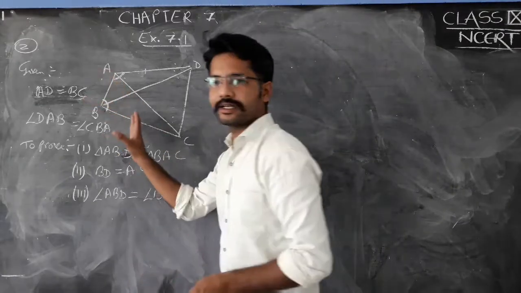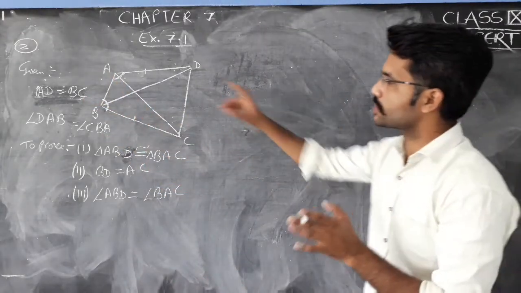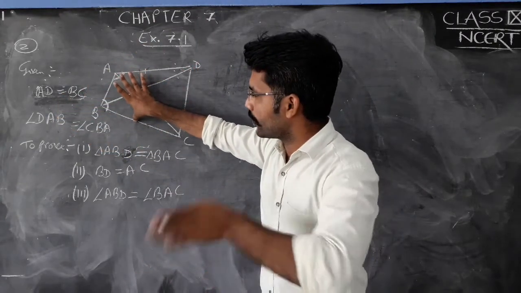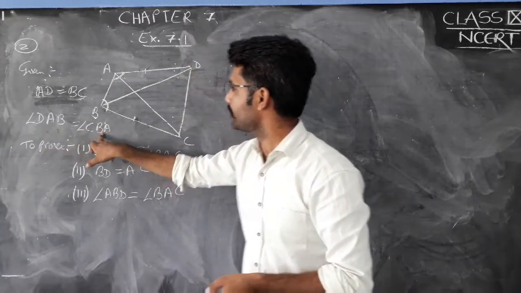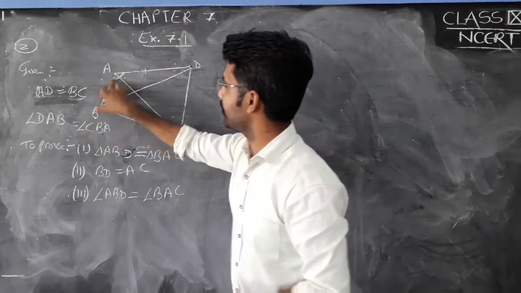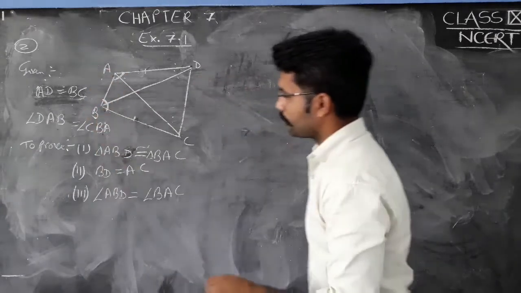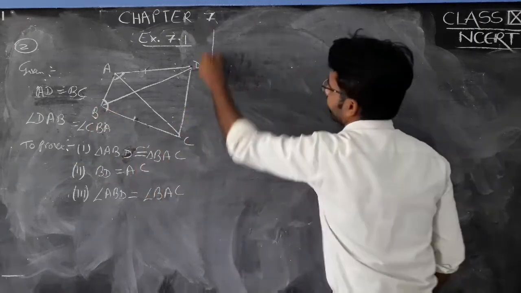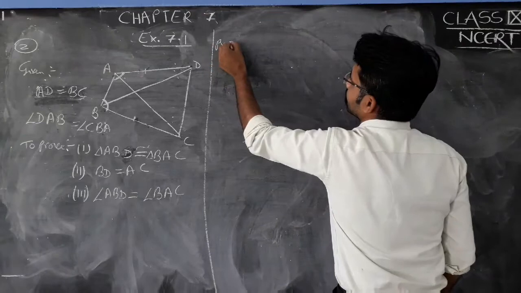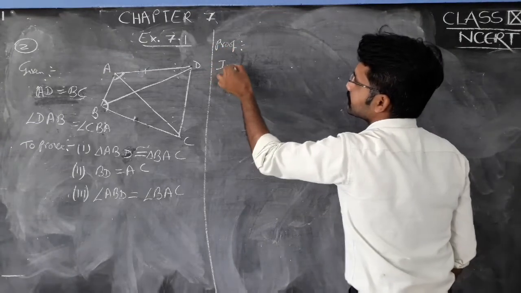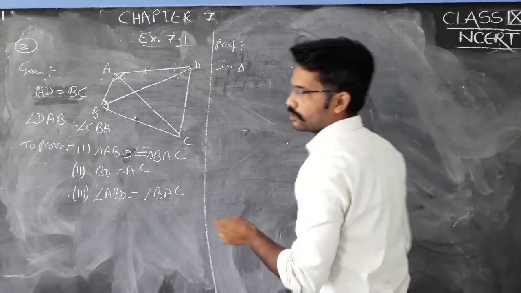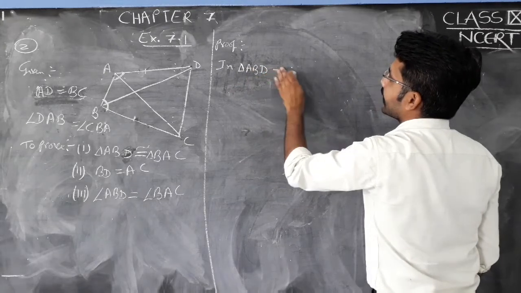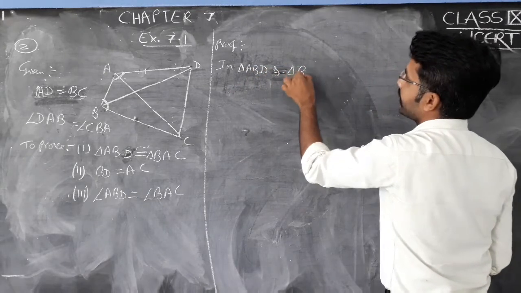Okay, first we have a quadrilateral ABCD in which we have AD equals BC. These two sides are equal. Further, they have given angle DAB equals angle CBA. These two angles are equal. We have to show triangle ABD and triangle BAC congruent. Those triangles we have to prove congruent, we take them: triangle ABD and second triangle BAC.